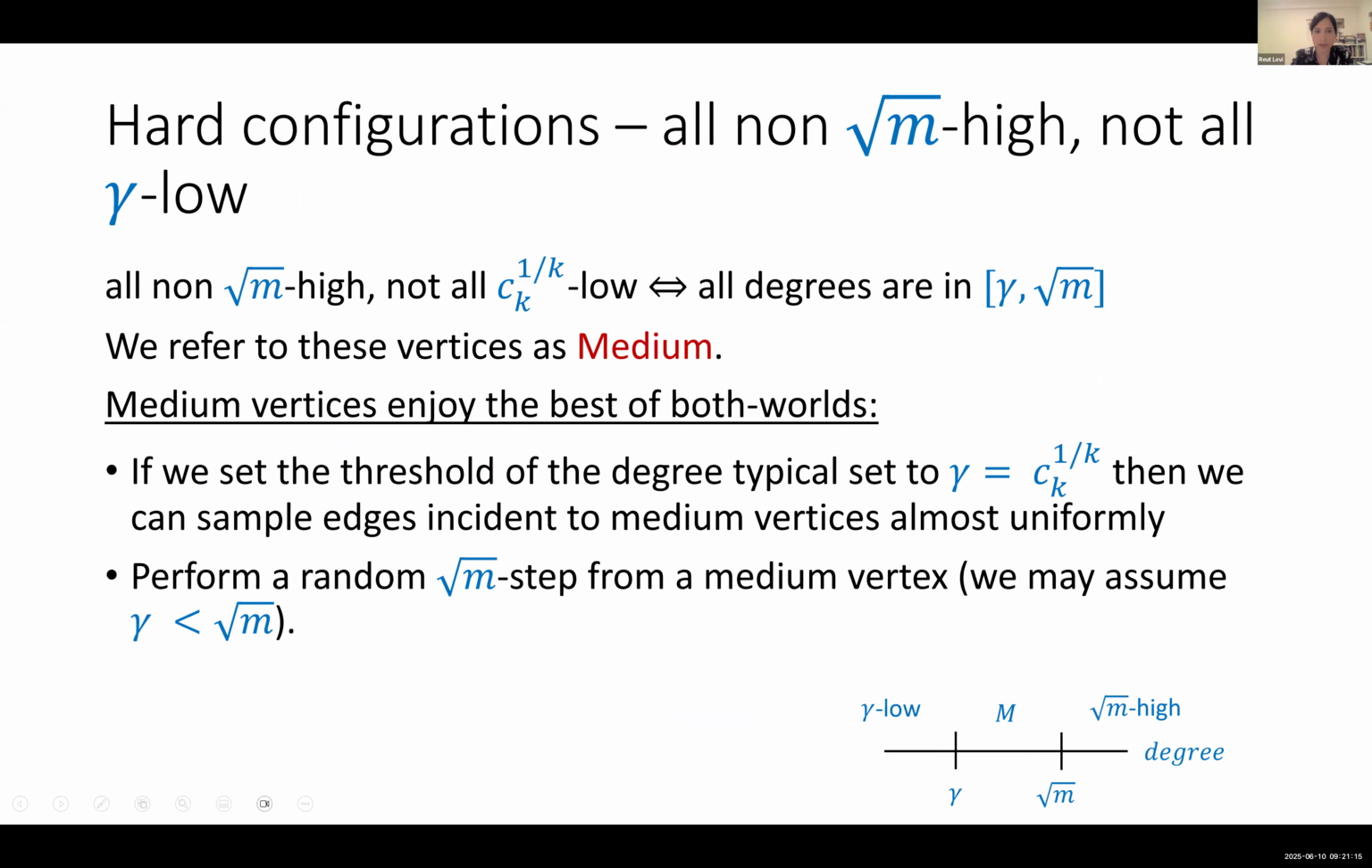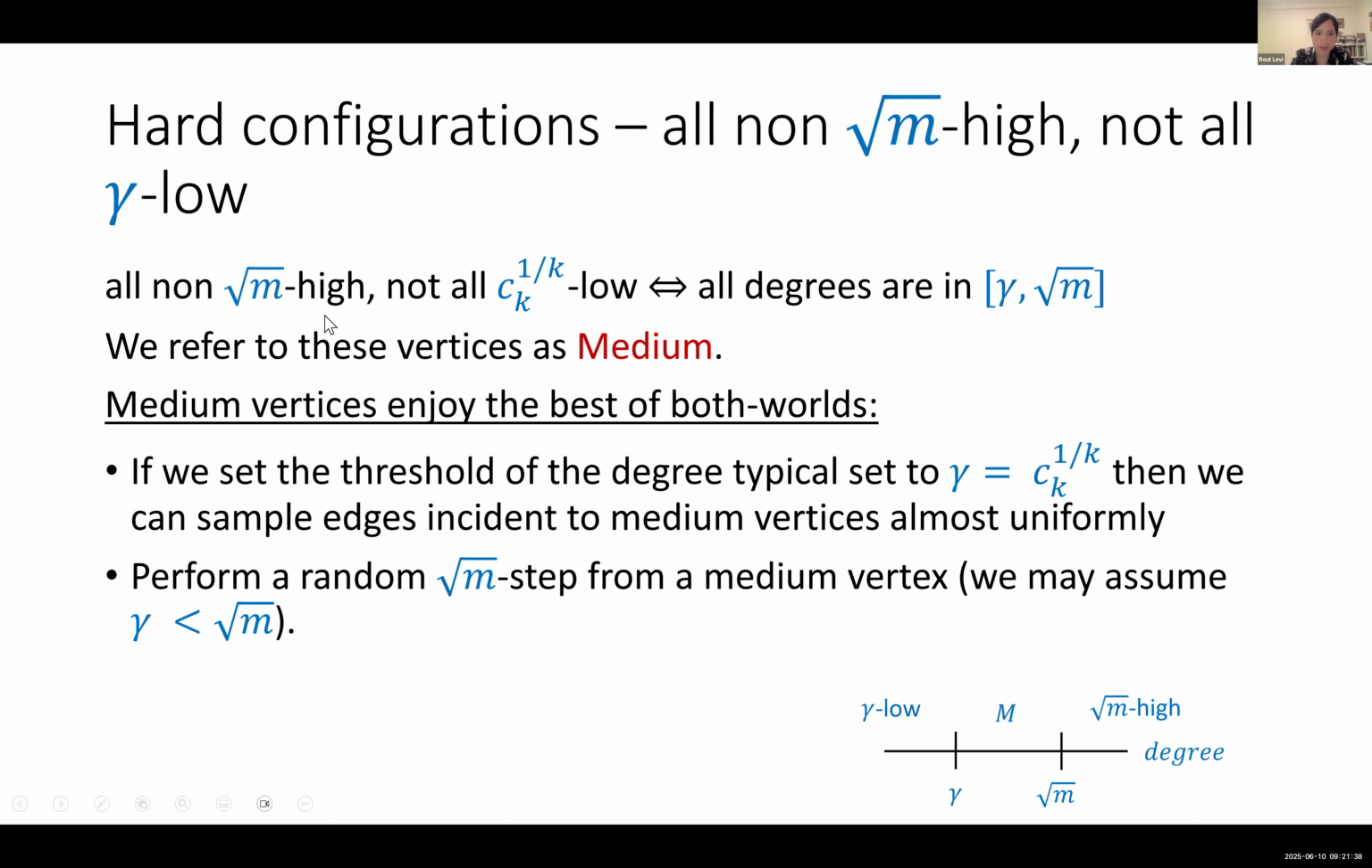So what are the hard configurations that we have so far? The hard configurations are configurations in which not all vertices are square root of m high, and not all vertices on the copy are gamma low.